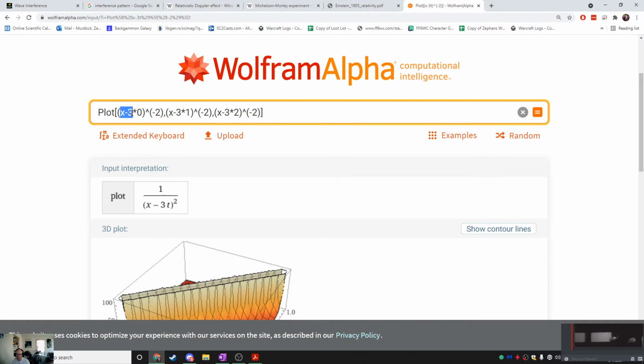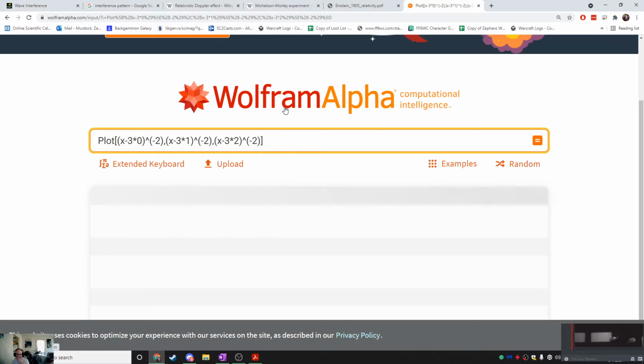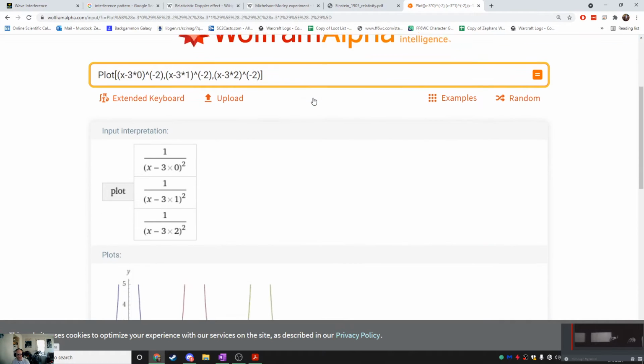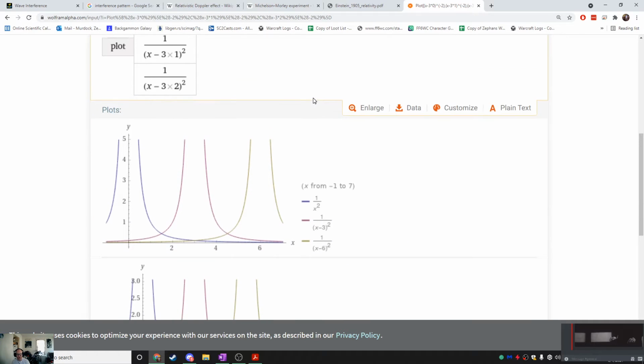So this is going to plot x at t equal to 0, t equal to 1, t equal to 2, and it should give me 3 different graphs, basically, right? If I did it right, I might have messed up the syntax. I don't know. Generally, Wolfram Alpha is pretty forgiving with syntax. And there we go. There's your traveling wave.